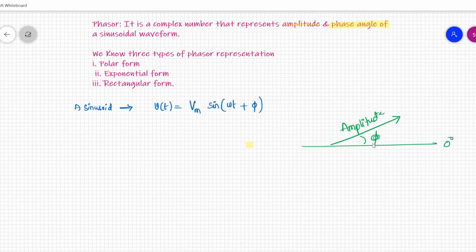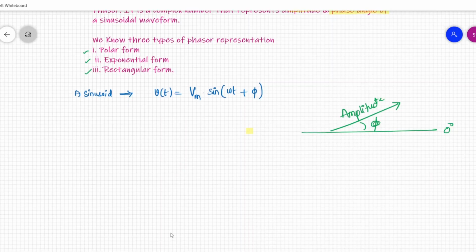So we know three types of phasor representations. The first one is polar form, then exponential form, and rectangular form. To understand simply, I have considered one sinusoid here, that is Vm sin omega t. This can be written in exponential form, as Vm e power j theta. Okay, Vm e power j phi.